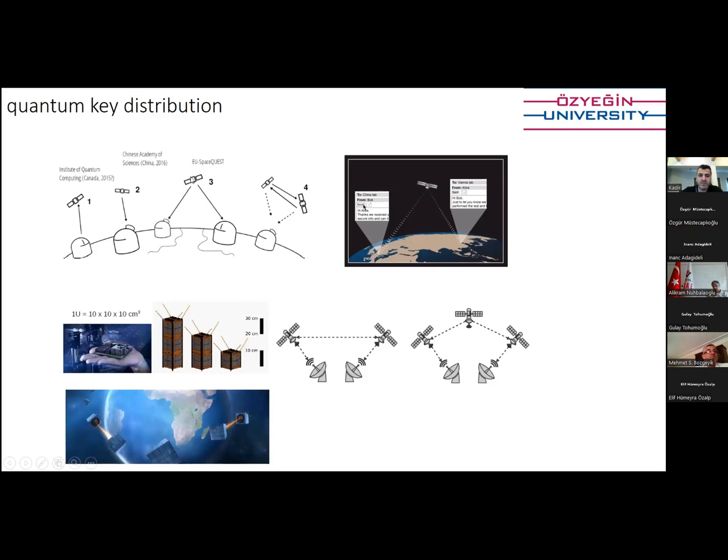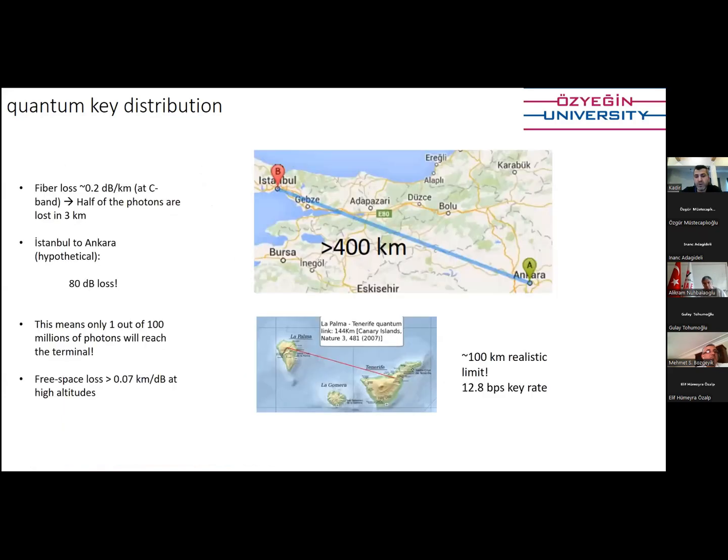For the MICIUS satellite experiment, the one that we did also in 2016, the low Earth orbit altitude is 500 kilometers. On a 500 kilometer link, you send the photons, and the loss is around -35 to -40 dB, which means if you send 1 million photons, only 100 of them will reach the optical ground station on Earth. This value is pretty good, actually. Compared to this, you send 100 million, and only one of them reaches Ankara. 100 kilometers, only 12 or 13 key bits per second.